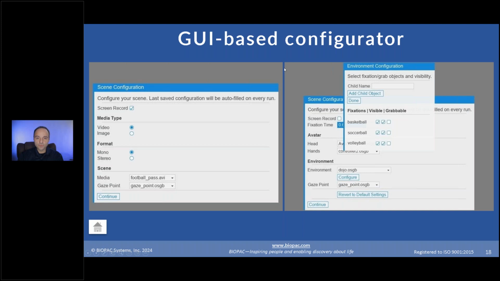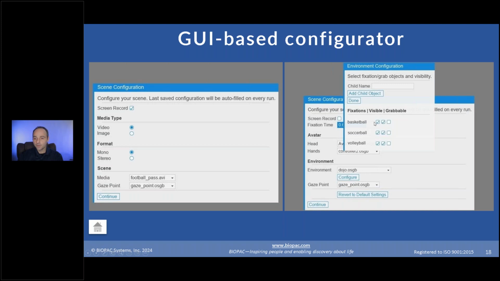So you can choose to present different environments that are either 3D with 3D models, or they can be 360-degree images and videos. On the left side, we have a configurator for presenting images and videos, and on the right side, we have the graphical configurator for presenting 3D environments and models.